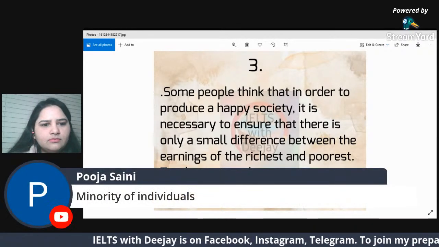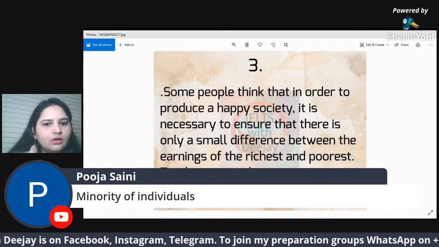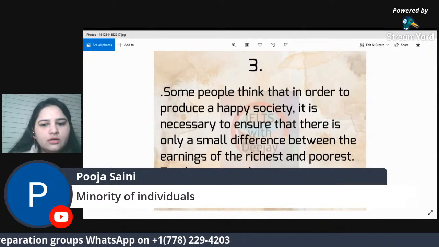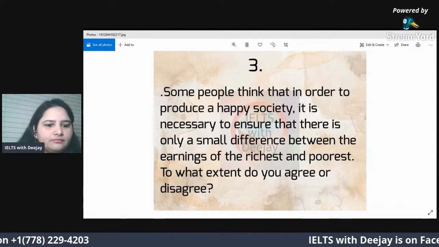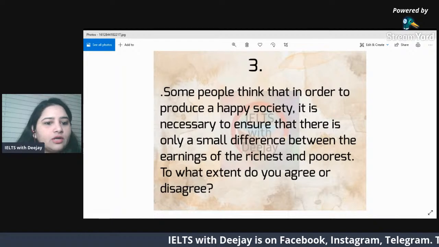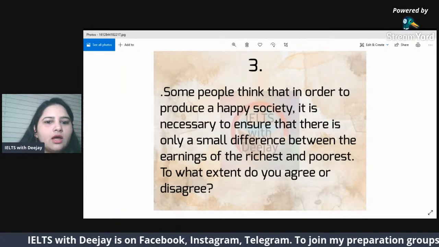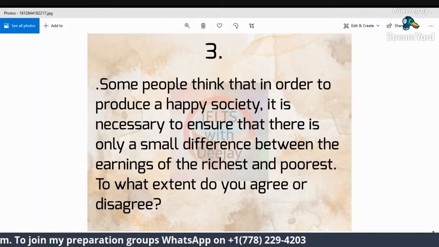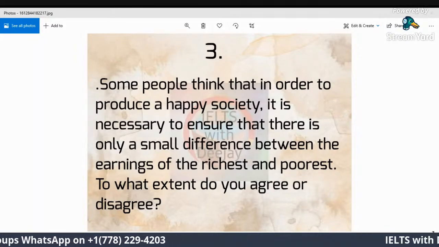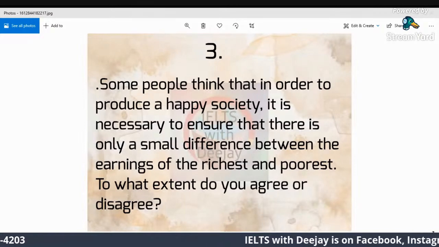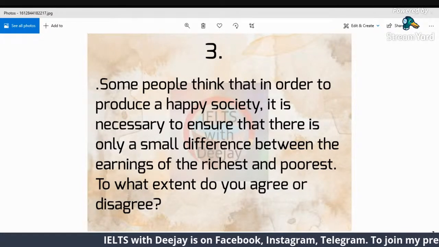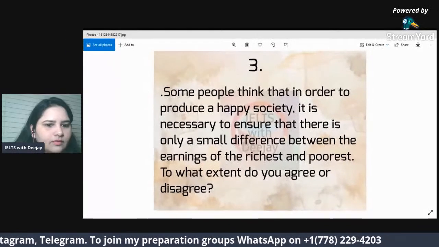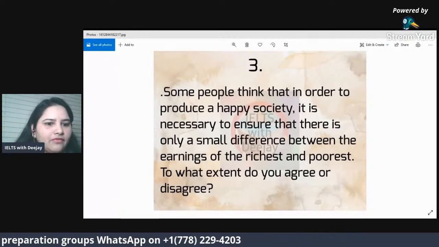Minority of individuals. I don't think this is that appropriate. You can say a handful of people, few people. For some, you can say few as well. These are the words I can use. Yeah, group of people is also fine. But some is not there when you say group of people. So you can say a handful of individuals are of the view that, okay, do the paraphrasing of this question.